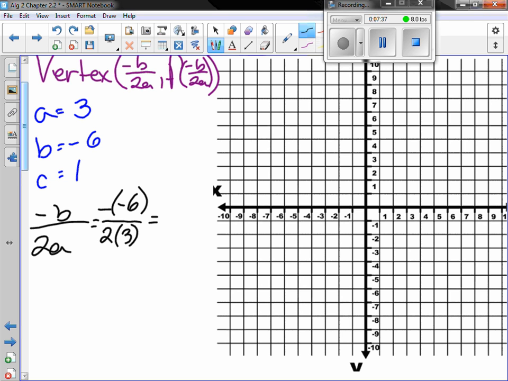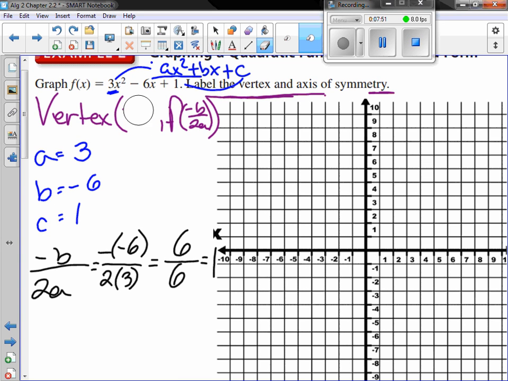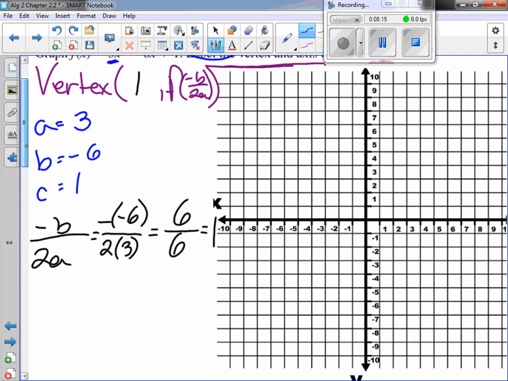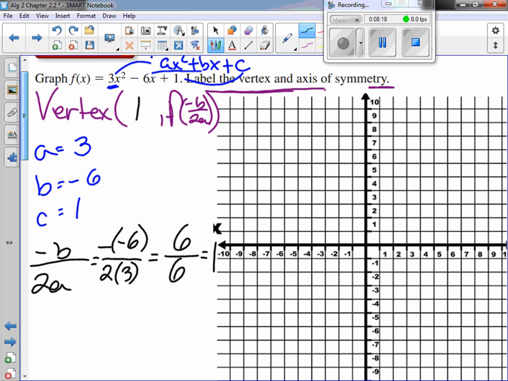Now we simplify. Well, negative 6 is 2 times 3 is... so the x value of the vertex is 1. Negative b over 2a. We plugged in the value of b, we plugged in the value of a, and simplified. Questions on this here? And that part there is not too bad. We can kind of see that, negative b over 2a.